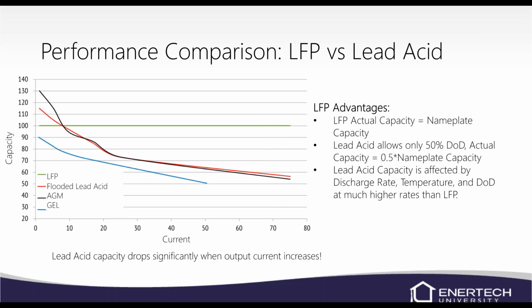Here's the lithium battery versus the lead. The lead acid capacity drops significantly when output current increases. And the LFP battery is basically going to just stay. It's not going to drop capacity as the output current goes up.